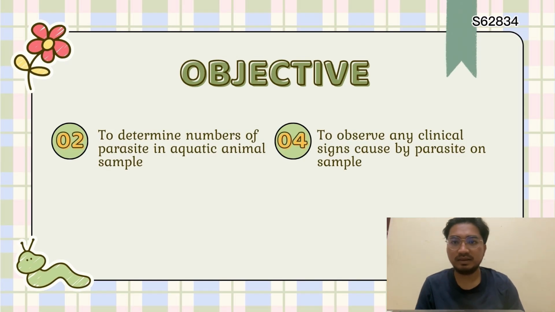So the objective of the lab is, first, to determine the number of parasites in aquatic animal samples. Second, to observe any clinical signs caused by parasites on the sample.